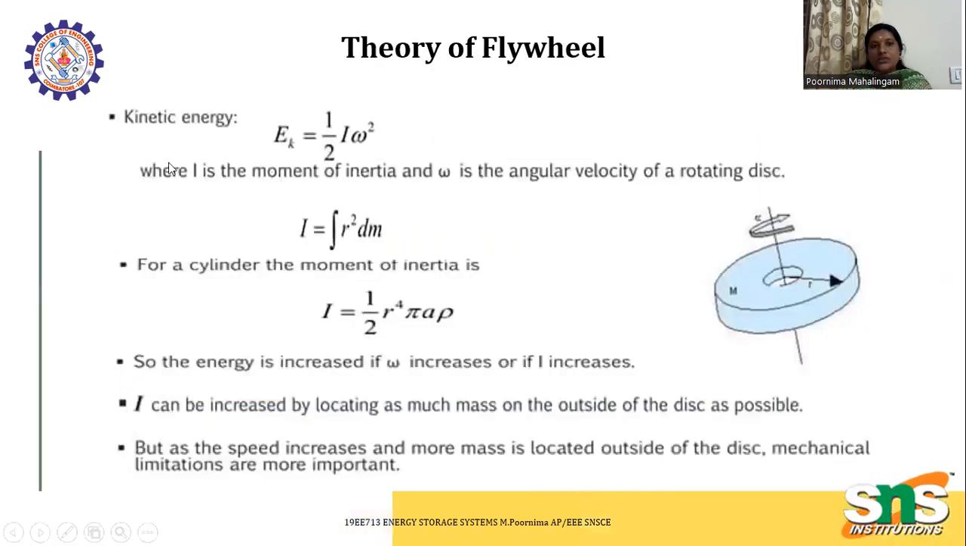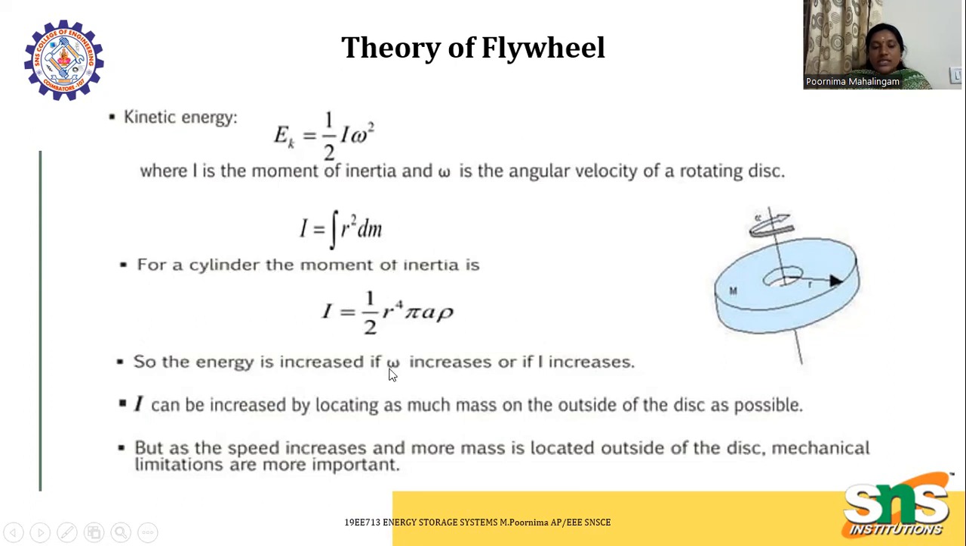Here the main play is kinetic energy because we have a rotational force. We know the formula: kinetic energy is half I omega square, where I is the moment of inertia and omega is the angular velocity of the rotating disk. I is the integral of r square dm, and for a cylinder, the moment of inertia I is equal to 1 divided by 2 pi rho h r to the power 4.